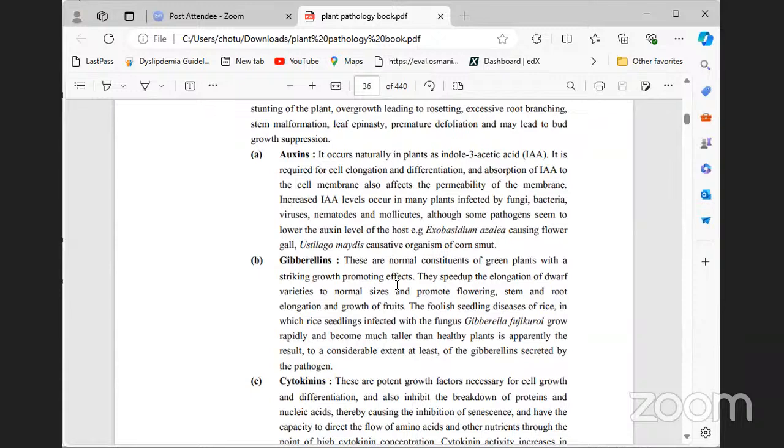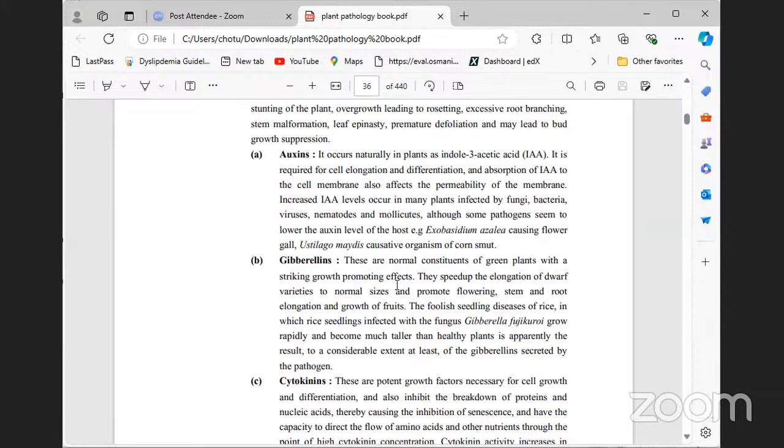It is required for cell elongation and cell differentiation, and absorption of IAA to the cell membrane also affects the permeability of the membrane. Increased IAA levels occur in many plants infected by fungal diseases, bacteria, viruses, nematodes, and mollicutes. Although some pathogens seem to lower the auxin level of the host.